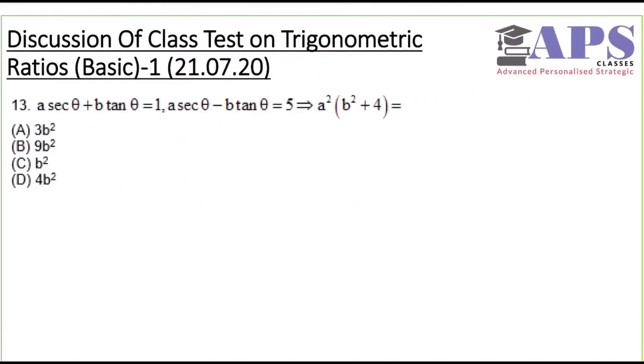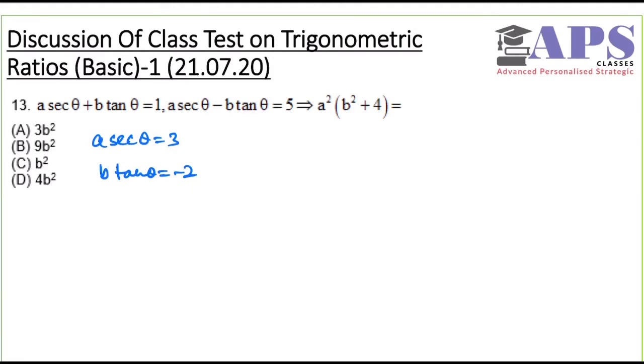In question number 13, two equations are given. So we can just add them to get 2a sec theta equal to 6. So a sec theta will become 3, and we can subtract them to get 2b tan theta, that is b tan theta will give us minus 2.